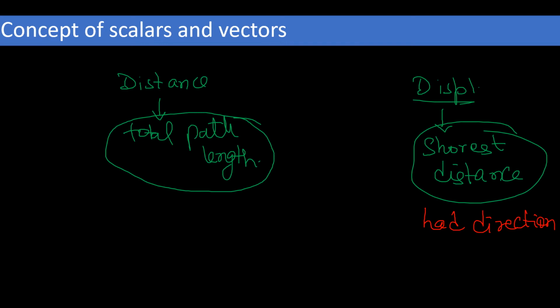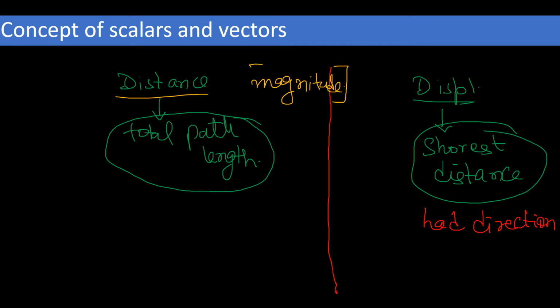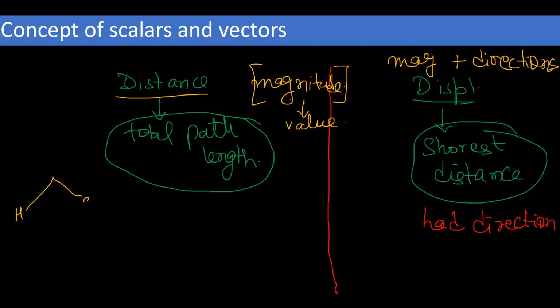So in short, if I have to compare distance and displacement, we observe that distance has only magnitude. Magnitude means just the value, like 5 kilometers, 6 kilometers. On the other hand, displacement has magnitude as well as direction associated with it, right? You can see in the previous slide, where we took the boy moving from his home on the way to the school, and this was displacement. It was always oriented from the initial to the final position, right?